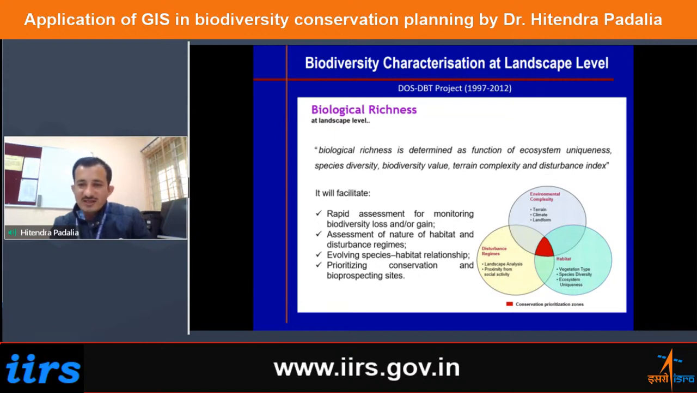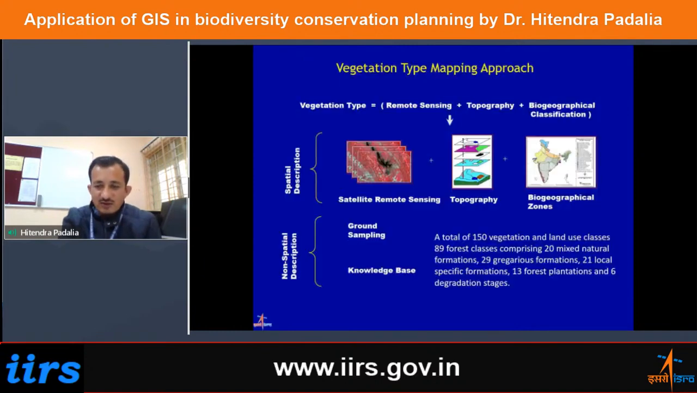This type of GIS analysis has to be done in a multi-layer operation, where disturbance is one layer, habitat is another layer, and environmental complexity is another layer. When you cross all three layers, your priority zone for biodiversity conservation will be identified. So based on this approach, what can be done?